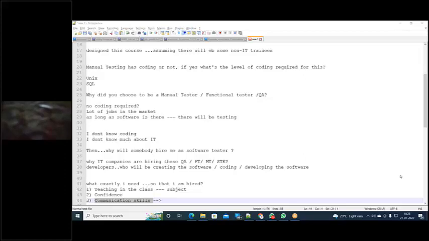Now Snehal is asking: can you tell me the difference between ETL, API and security testing? Actually, Snehal, you can ask these questions after the whole course is done. People get totally overwhelmed when they start hearing these terms. So API is nothing but web services. Yeah, it is popular right now.